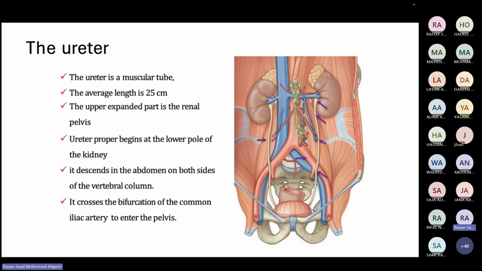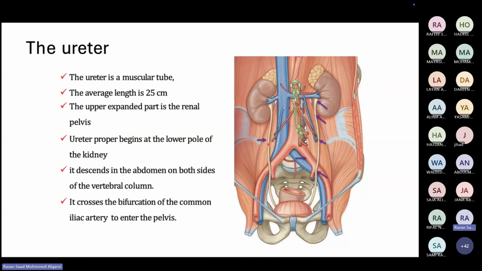Its upper part is going to be expanded and extended, and is going to be called what? Renal pelvis. That is going to collect. It's going to be formed from the unity of the major calyces. And also the ureter proper is going to be starting where? At the lower end of the lower pole of the kidney. So from here, the ureter proper is going to start to be formed. So at the beginning, it's going to be called what? Renal pelvis, and the lower end of the lower pole of the kidney is going to start to be called what? It's going to be called ureter proper.